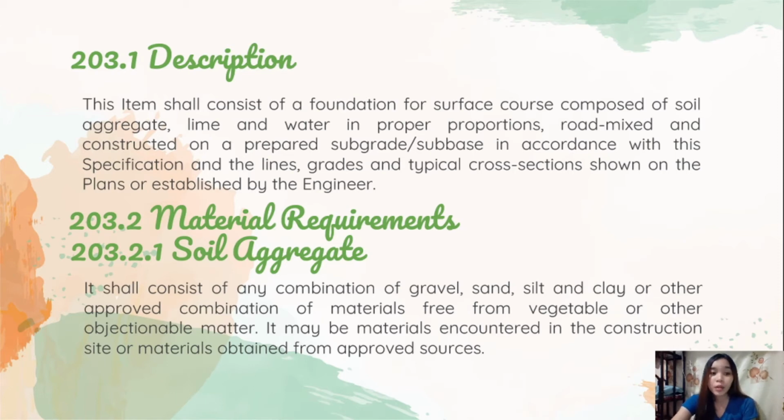And the material requirements, first is the soil aggregate. So it shall consist of any combination of gravel, sand, silt, and clay, or other approved combinations of materials, and it should also be free from vegetable or other objectionable matter, and it may be materials encountered in the construction site or materials obtained from sources.